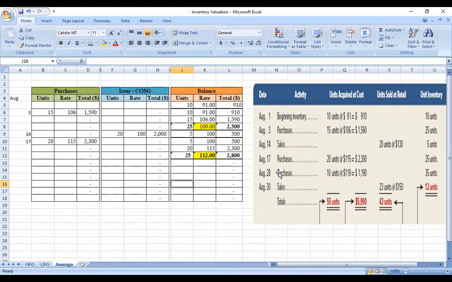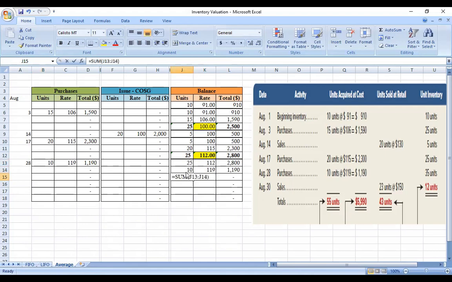Again, we have made what? Purchases on 28th August. So on 28th August, purchases of 10 units at the rate of 119. What did we already have as balance? We had a balance of 25 units at the weighted average rate of 112. This would make 2800. Now again we will calculate the weighted average after incorporating this transaction. 10 units, 119, total will make 1190.